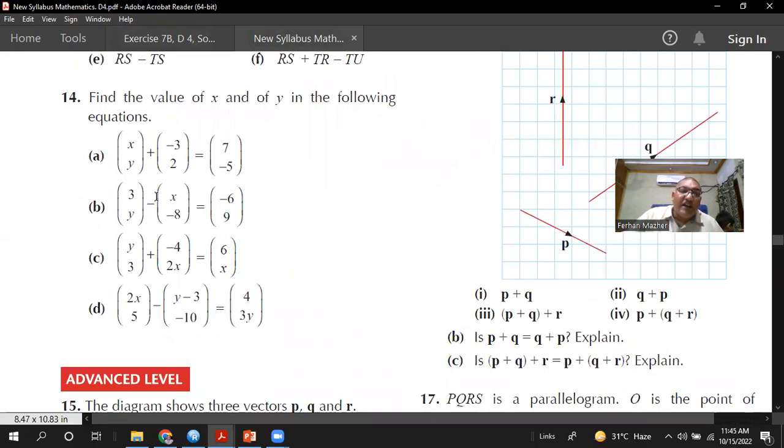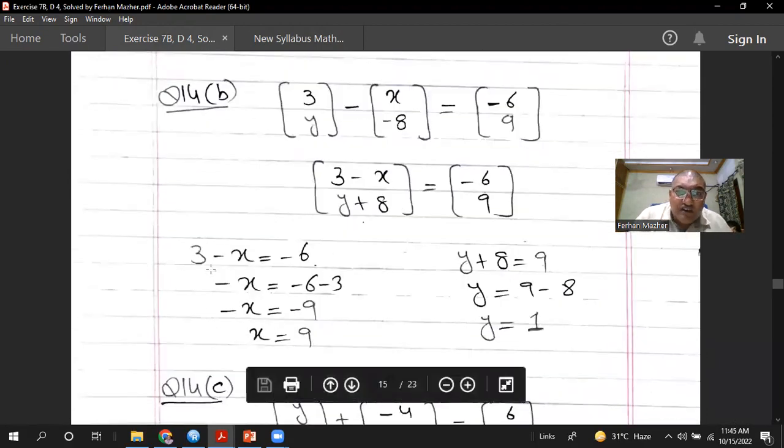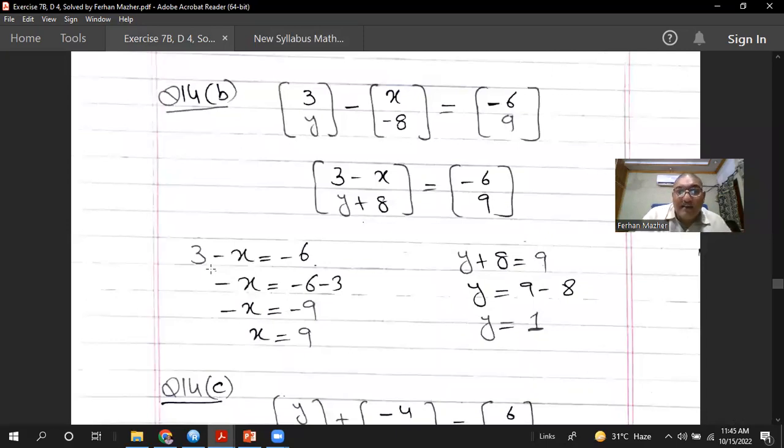In the B part, we have this. Okay, so it will be 3 minus x and downstairs equals to minus 6 and y minus minus 8 equals to 9. So you will have 3 minus x equals to minus 6. So minus x will be equals to minus 6 minus 3. So minus x will be equals to minus 9. So minus minus will be gone. So x will be equals to 9. In the same way, y plus 8 is equals to 9. So y is equals to 9 minus 8. So y is equals to 1. So this is how you will do question number 14.